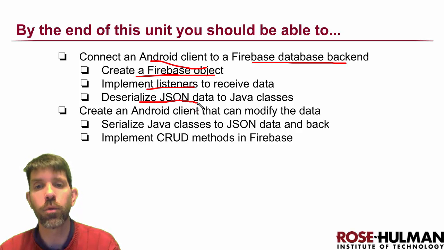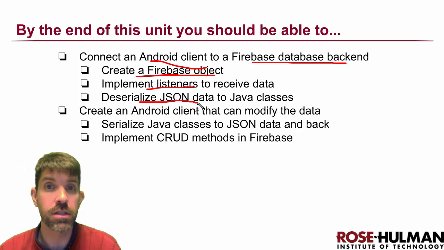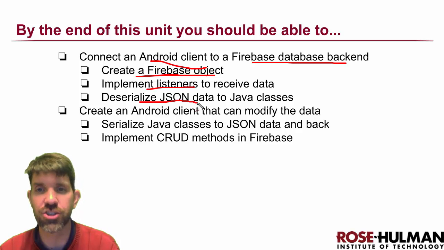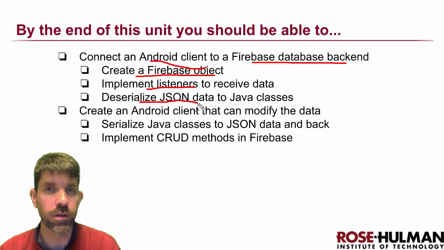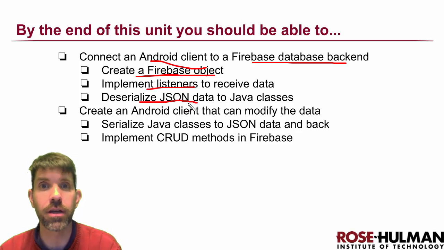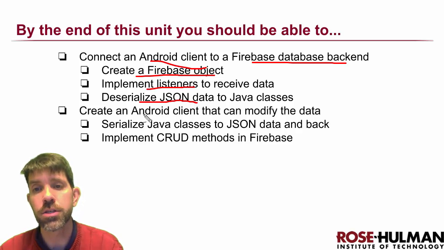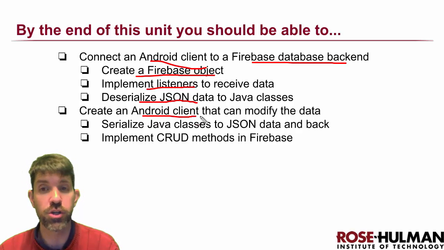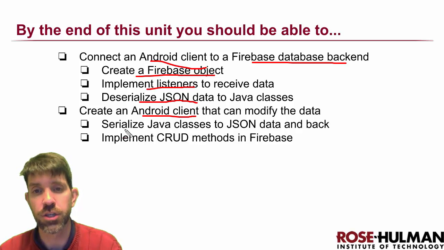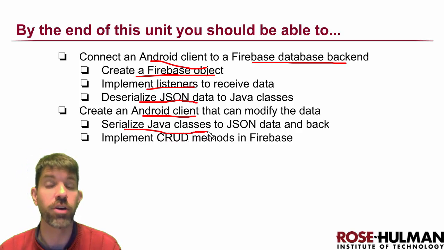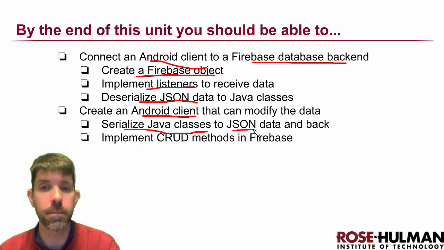And then when we receive it, we're going to be receiving JSON data. So we're going to have to figure out how to get that into Java classes. And it turns out that if we play along with the Firebase format, it's going to be almost trivial to do. They make it very nice for us. And also going in the other direction, we want our client to be able to modify data, so be able to push things to the Firebase. So we're going the other direction. So given a Java object, can I turn that into JSON data?